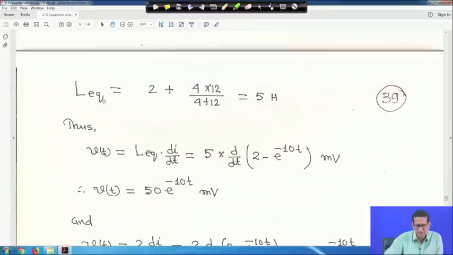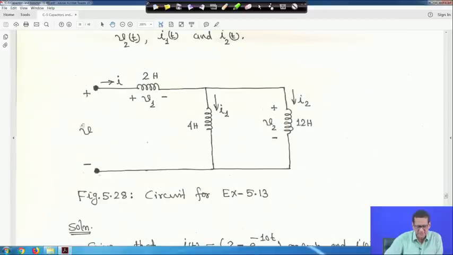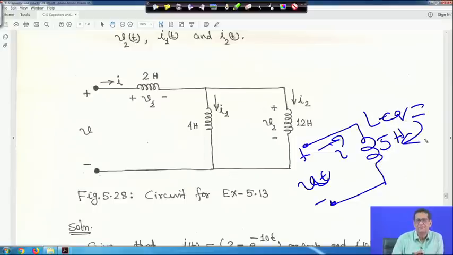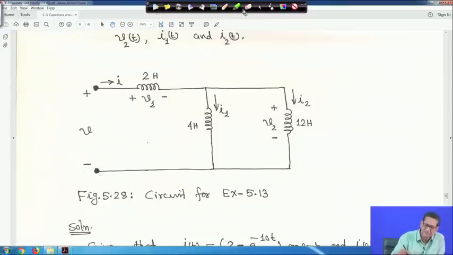The Leq, I just showed you how to calculate: it will be 2 plus 4 into 12 upon 4 plus 12, which is 5 Henry. Therefore, if you draw the equivalent circuit, this is your V, V(t), and this is your 5 Henry inductor, and this is the current I. So this is your Leq equal to 5 Henry.